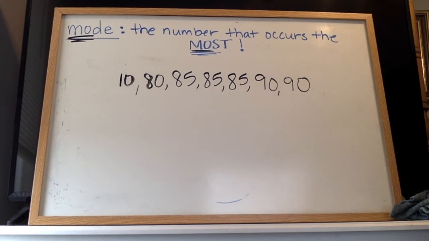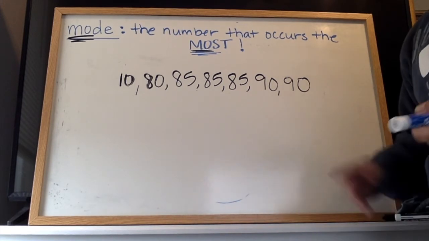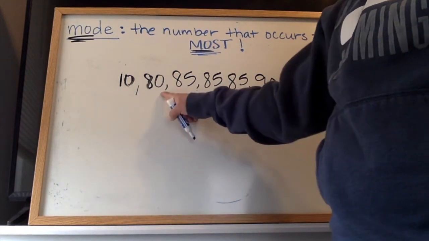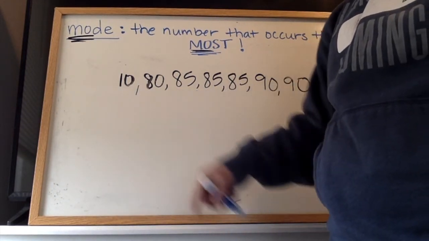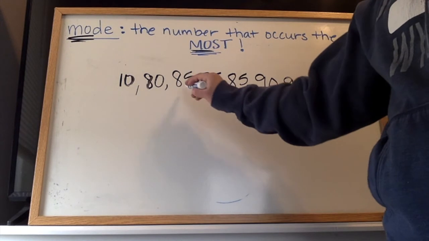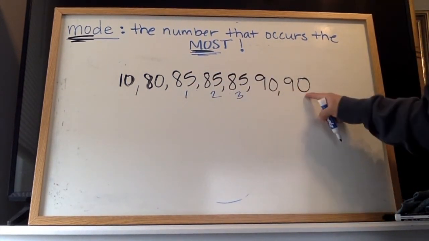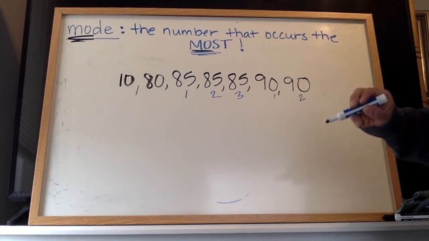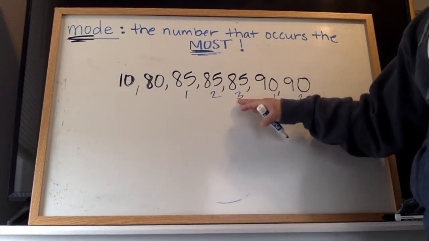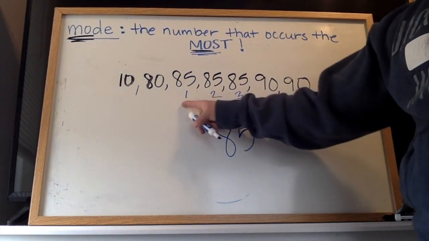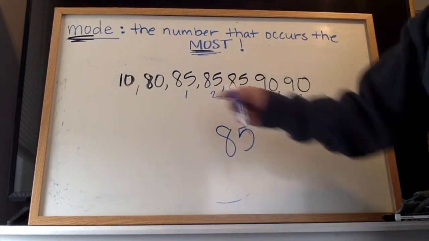So what that means for our set of numbers here, we need to find that number that we see in our list the most. So 10, I only see one of them. 80, there's only one 80. 85, there's 1, 2, 3 of those. And then for 90, there's 1, 2 of them. So 85 occurs the most. Okay, we see it showing up 3 times in here.